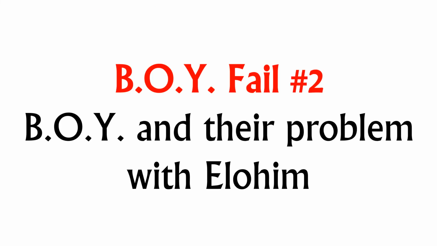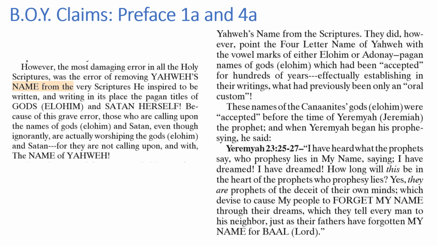Okay, so now let's get into what I would call the BOY fail number 2. And that's the BOY and their problem with the title Elohim. If you go to the preface of their book, the book of the authors of the BOY, you look at what they described as the problem, in preface 1a and also in 4a. You get this description here.